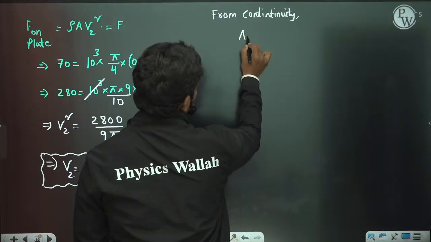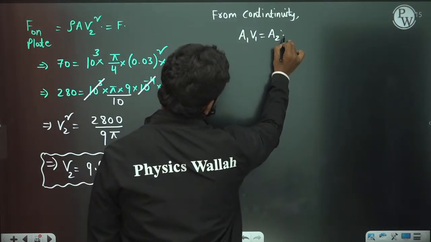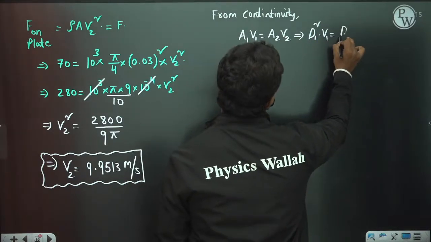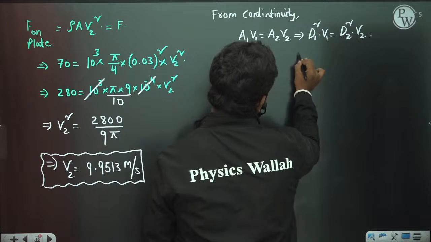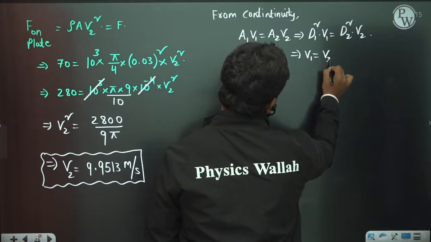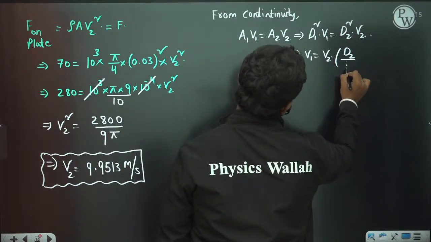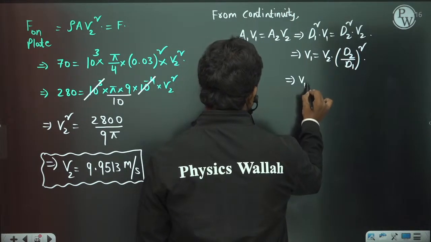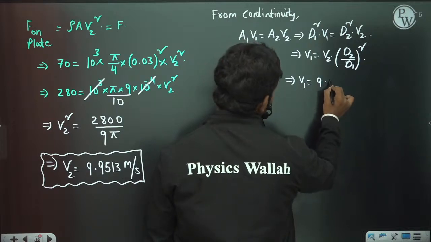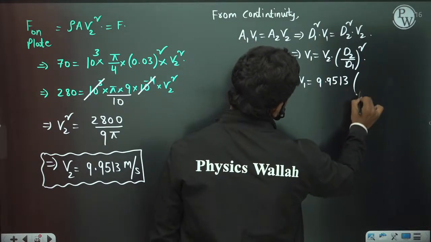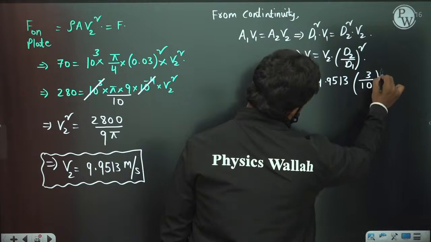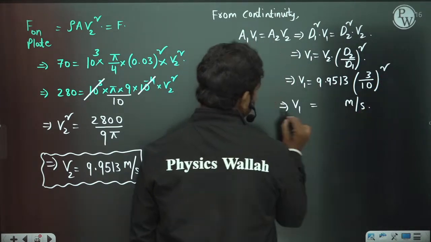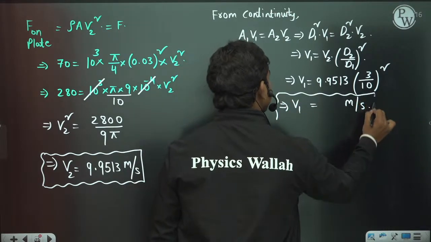Then A1 V1 is equal to A2 V2, which gives, if we cancel pi by 4, D1 square V1 is equal to D2 square V2. So V1 is nothing but V2 times (D2 by D1) whole square. Let us check the value. V1 is equal to 9.9513 times (D2 by D1) squared. This is 3 centimeters, this is 10 centimeters. So you will get the answer of V1 in meters per second.